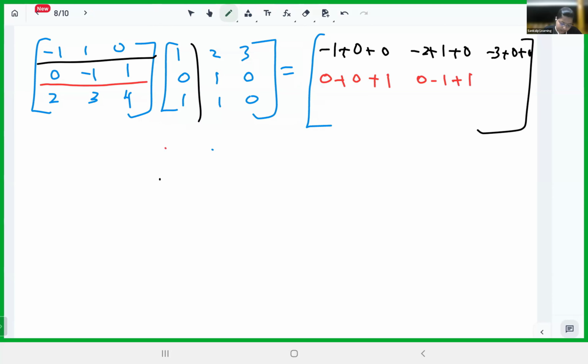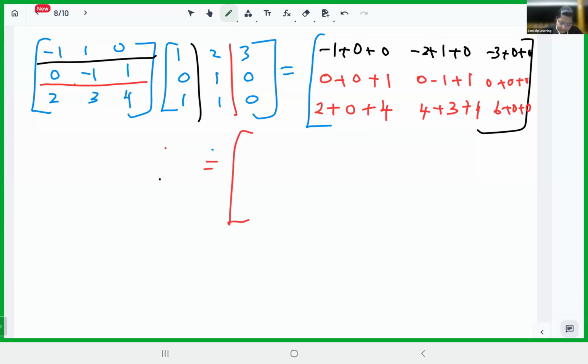Now, in order to get the third element, you have to consider the third column. So 0 into 3 is 0. Then all the other values are 0, right? Minus 1 into 0 is also 0. 1 into 0 is also 0. Now, take the third row and the first column. Third row is 2. So 2 into 1 is 2 plus 3 into 0 is 0 and 4 into 1 is nothing but 4. Now 2 into 2 is 4 plus 3 into 1 is 3 and plus 1 into 4 is 4. Now 2 into 3 is 6 plus 3 into 0 is 0 and 4 into 0 is also 0.